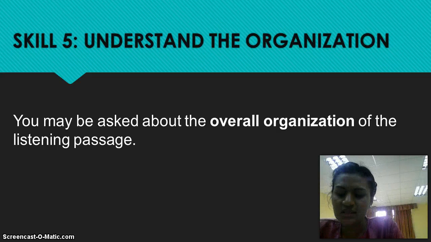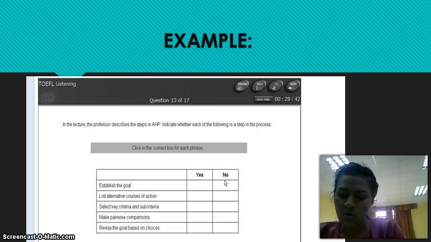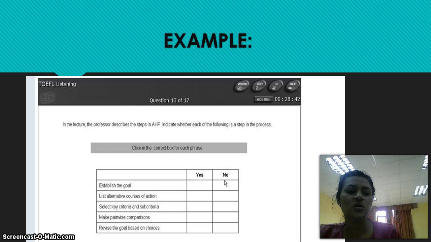To identify this kind of question, you will have questions like this: Why does the speaker discuss or mention something? How is the information organized? Or what is explained or illustrated by the example of something? You can find these organization questions after lectures more than after conversations. So it's not too common to find this kind of question in conversations.